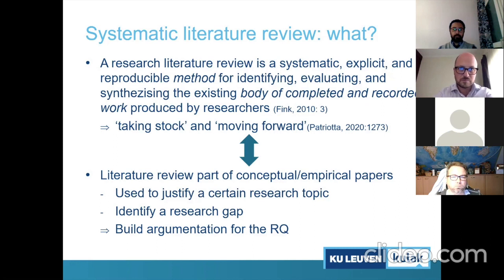What you do in a systematic literature review is you synthesize a large body of research, and you do this based on a method which is systematic, explicit, and that somebody can reproduce. So here I want to emphasize the reproducibility of the method, because if I do a systematic literature review for a paper, and you have another researcher who's doing a systematic literature review on a topic like, for example, social entrepreneurship, and we use the same method, then basically the outcome should be more or less exactly the same.